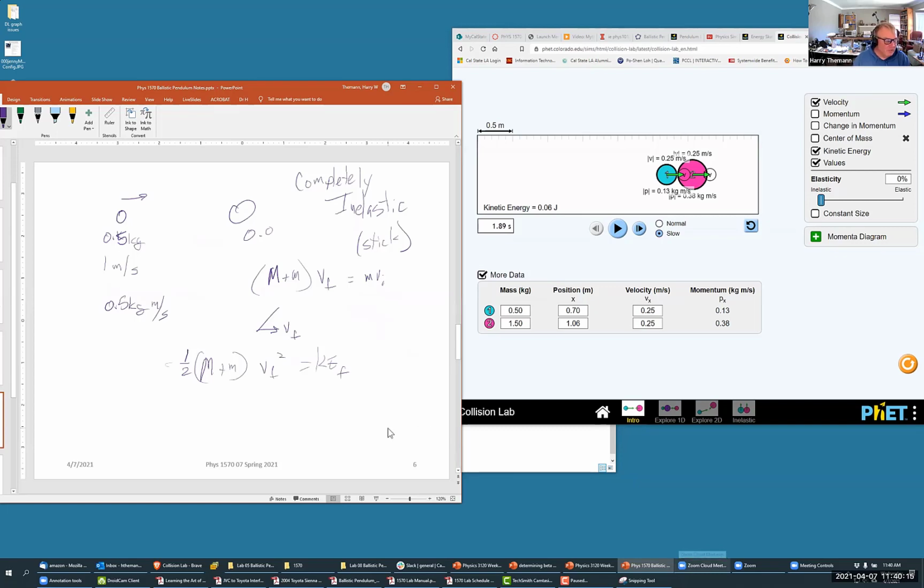So we need to use the conservation of momentum, and we also exploit the fact that they stick together. That's what sticking does for us. And it's a simple matter to calculate what the final velocity is.